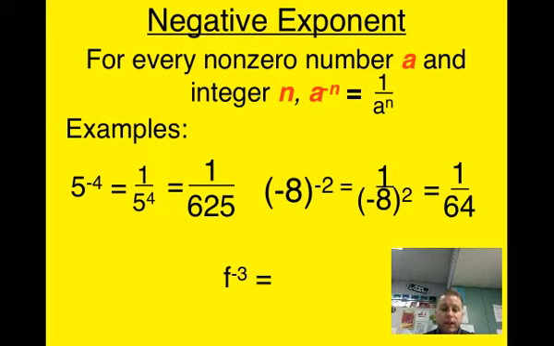If I have f to the negative third, then that's just 1 over f to the third. So we put a 1 on the top. The base will stay the same. It's going to go down to the bottom with the exponent, but the exponent is going to go from a negative to a positive.